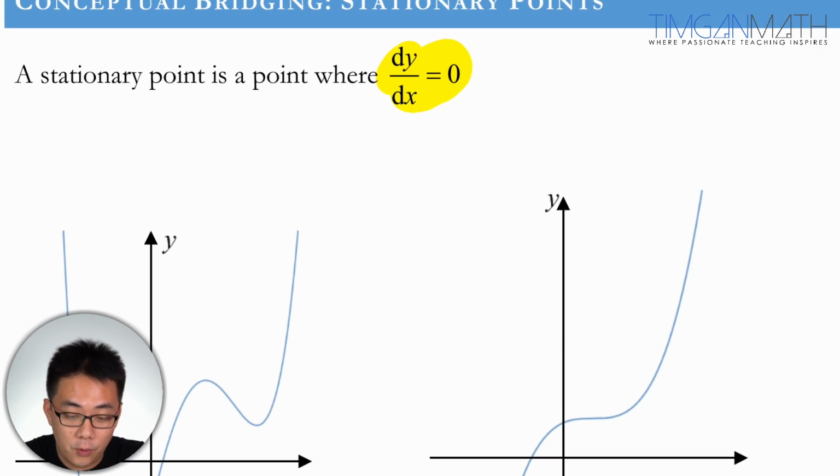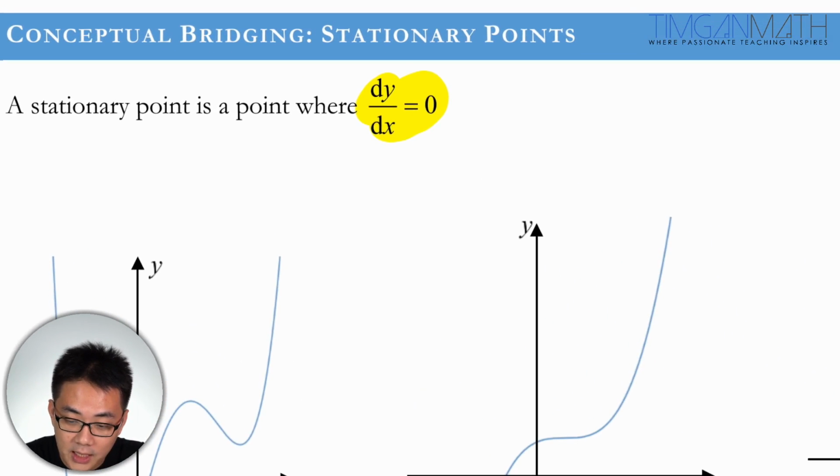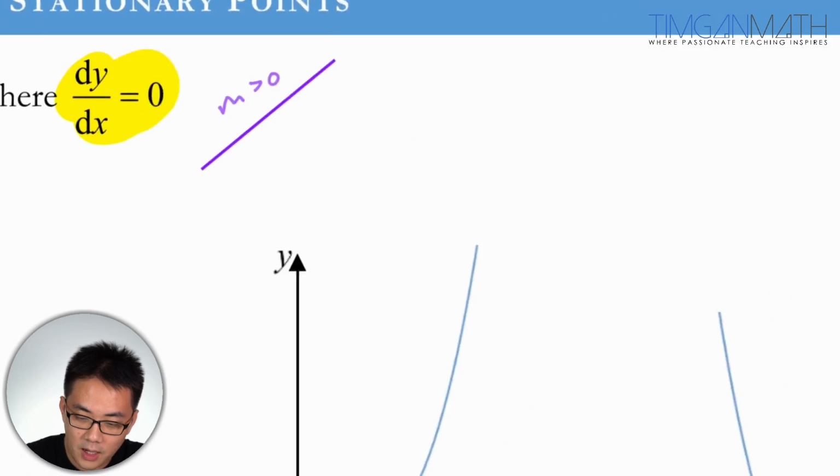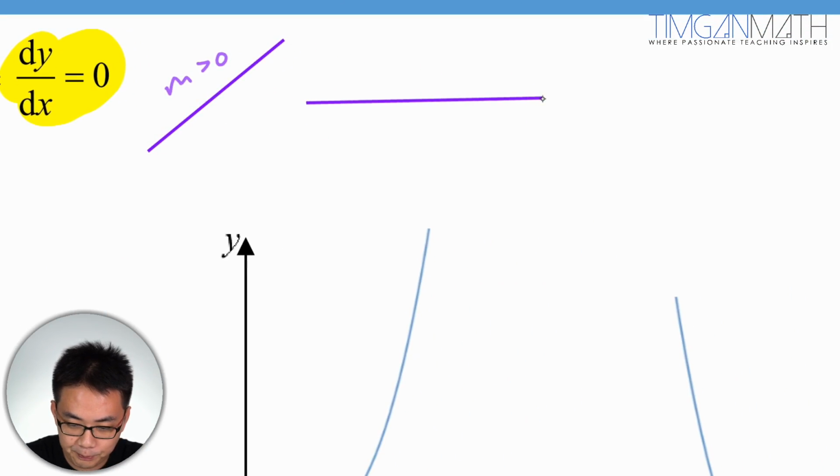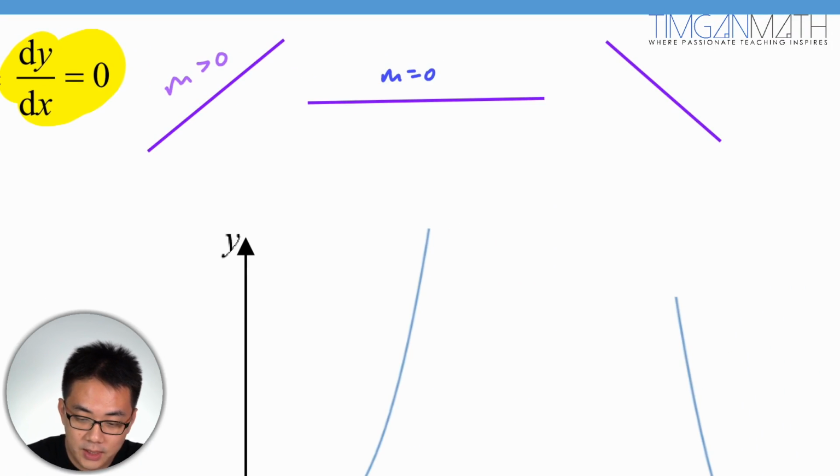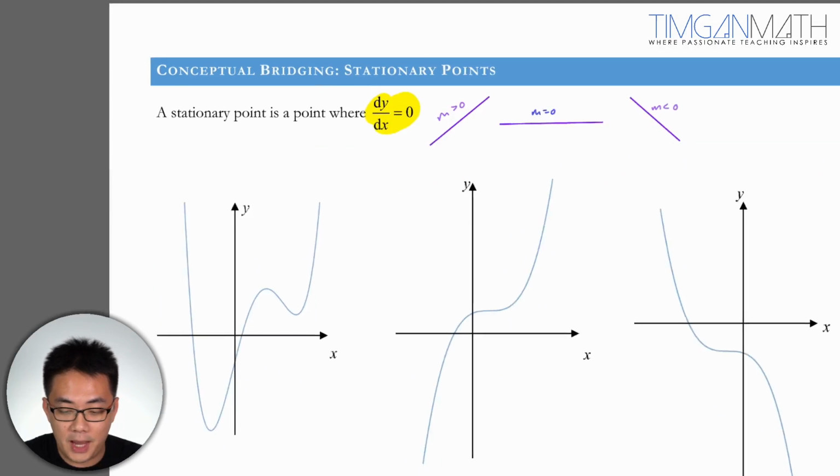Okay, so I hope you remember from EMath, you know that this is a positive gradient. Just remember that this is m positive, and after which the gradient is zero, it's when m is 0, and this would be when m is negative. Okay, remember that.